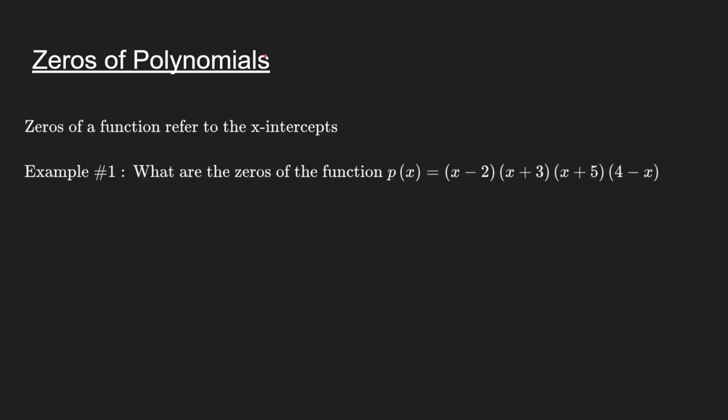So, zeros of a polynomial. Zeros of a function refers to the x-intercepts. So a zero is basically the x-intercept. These terms can be used the same way. A zero is just an x-intercept.